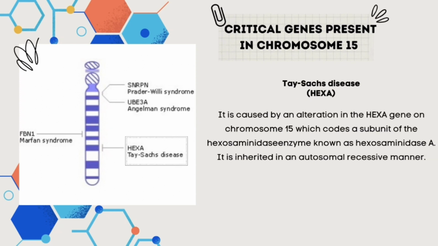Next is Tay-Sachs disease, which is called HEXA, H-E-X-A. It is caused by an alteration in the HEXA gene on chromosome 15, which codes a subunit of the enzyme known as hexosaminidase A. It is inherited in an autosomal recessive manner.